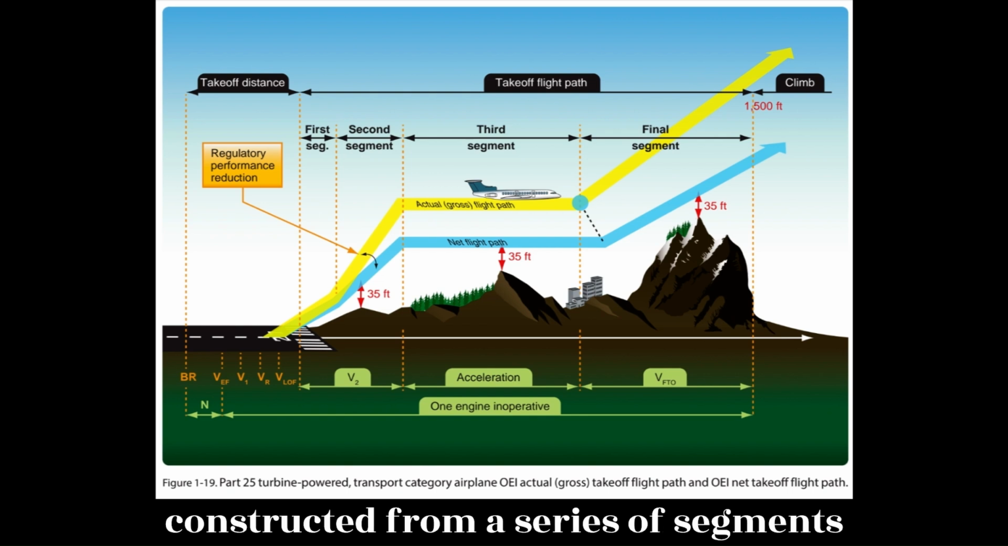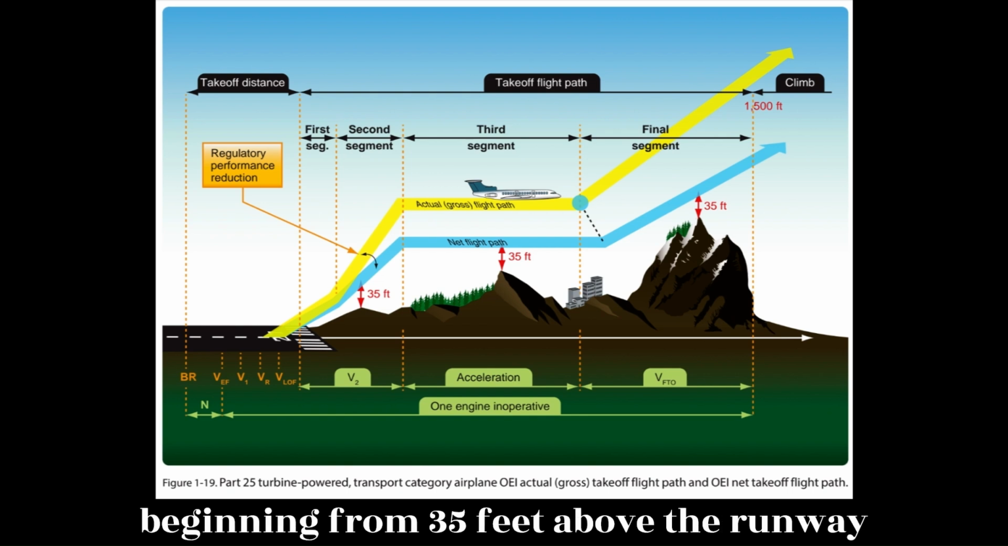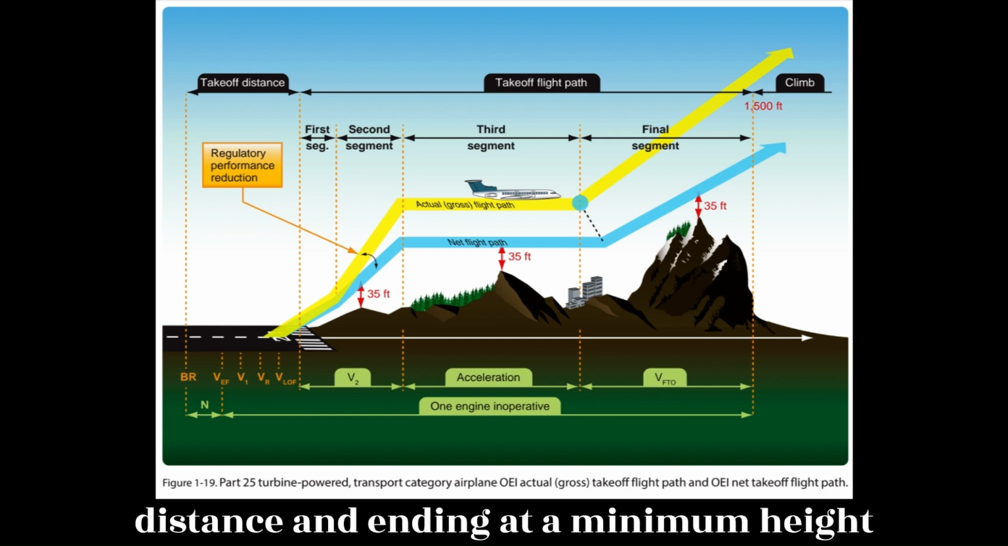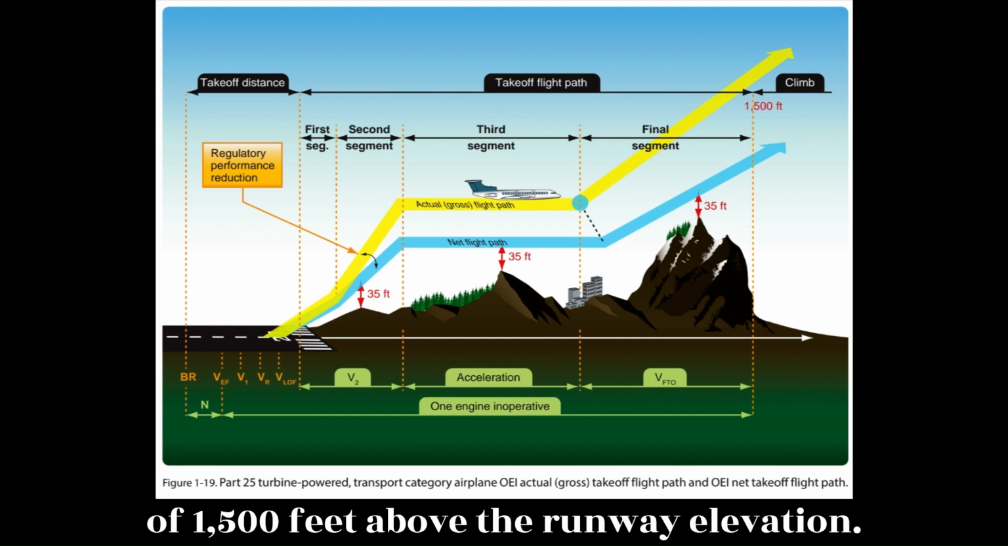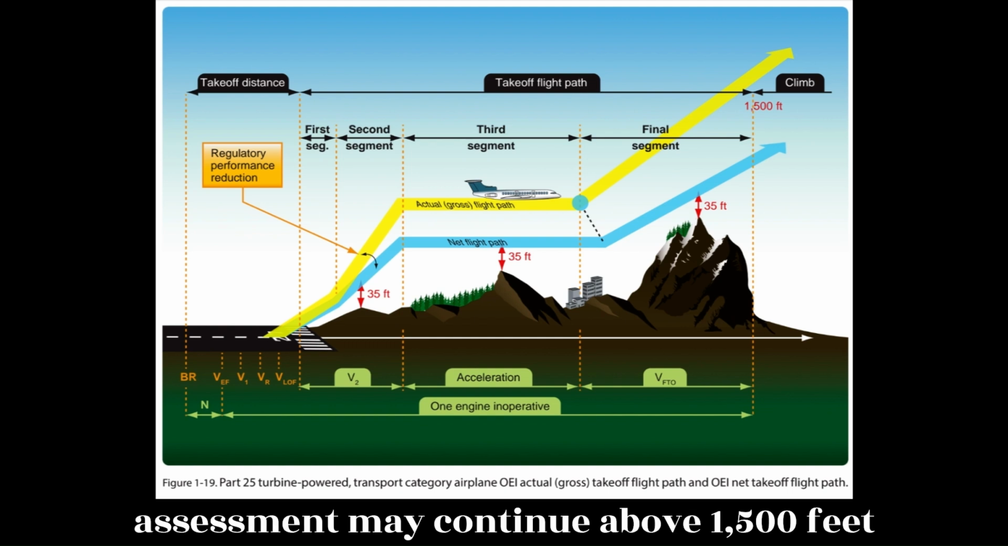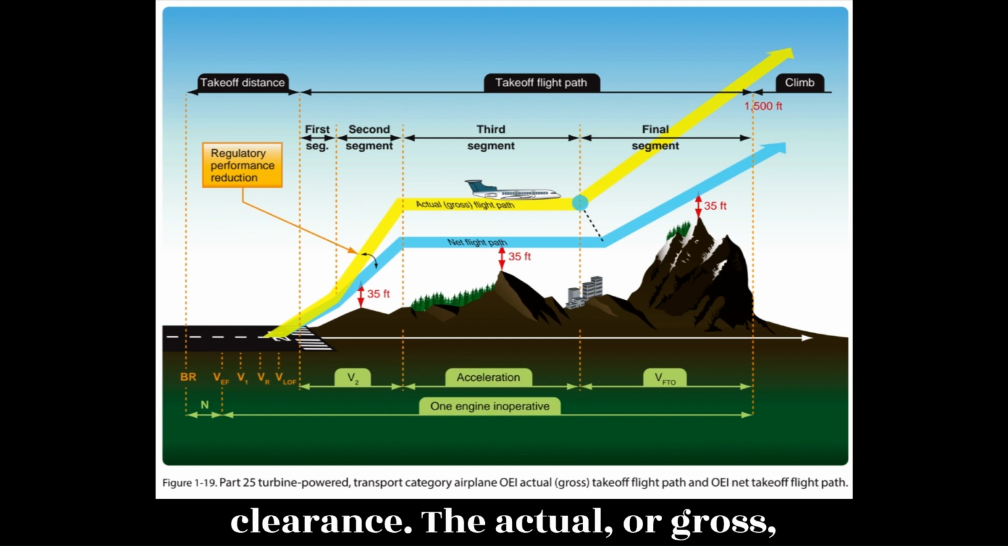which is normally constructed from a series of segments beginning from 35 feet above the runway surface at the end of the OEI takeoff distance and ending at a minimum height of 1,500 feet above the runway elevation. However, the OEI net takeoff flight path assessment may continue above 1,500 feet if necessary to ensure obstacle clearance.